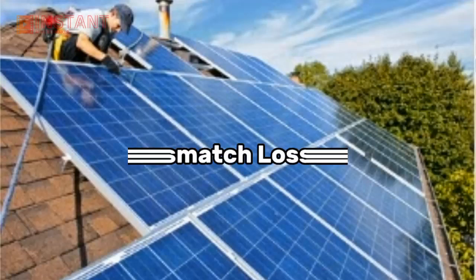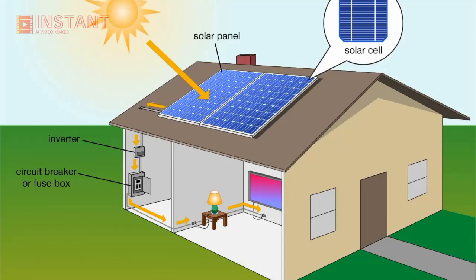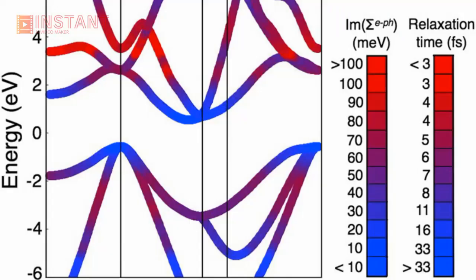Number 8. Mismatch losses. If solar panels within an array have different electrical characteristics, such as shading or manufacturing variations, mismatch losses occur. This happens when panels in series or parallel operate at different levels.